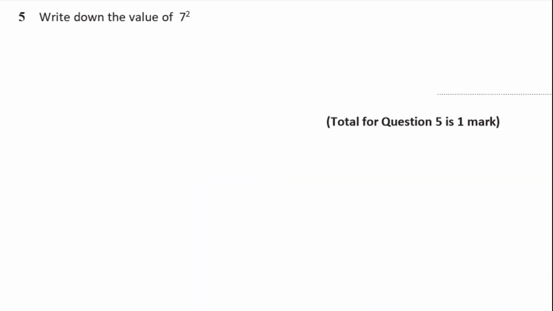Question 5, write down the value of 7 squared. Well, when you square a number, you're timesing it by itself, isn't it? So 7 squared is simply 7 times 7, and I know that 7 times 7 is 49.